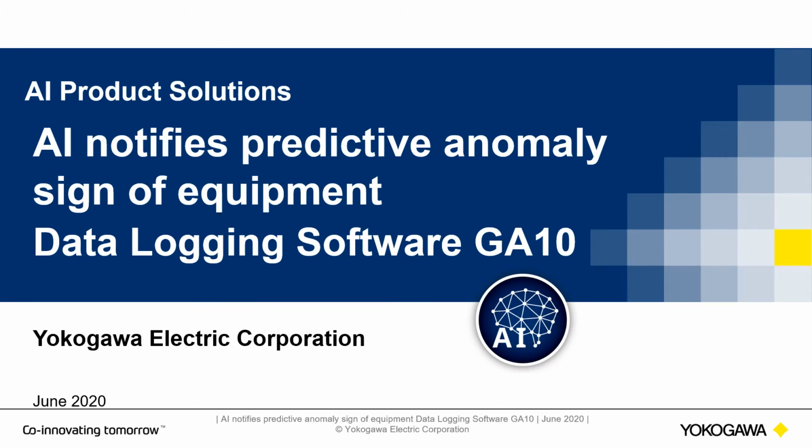Yokogawa used AI technology to solve customer issues in the oil and gas, chemical, and other industries. Based on our experience and knowledge at using AI to solve problems, Yokogawa has released an anomaly detection feature for GA10 data logging software.